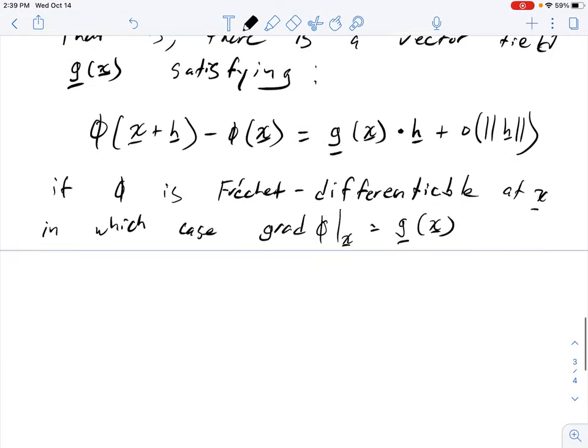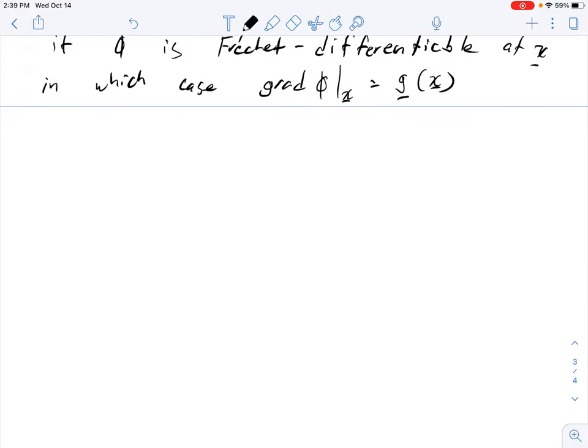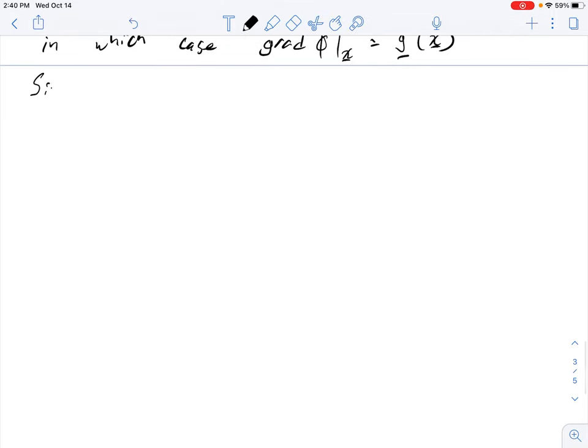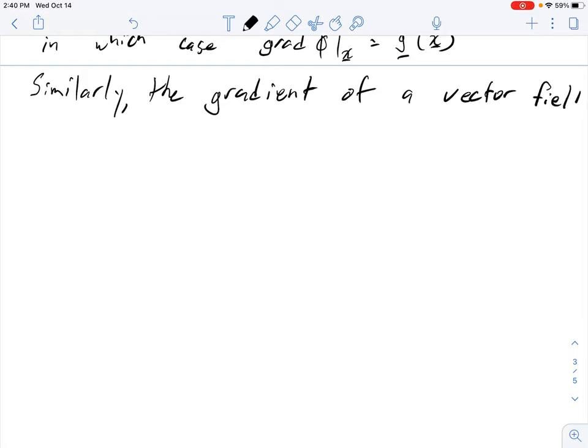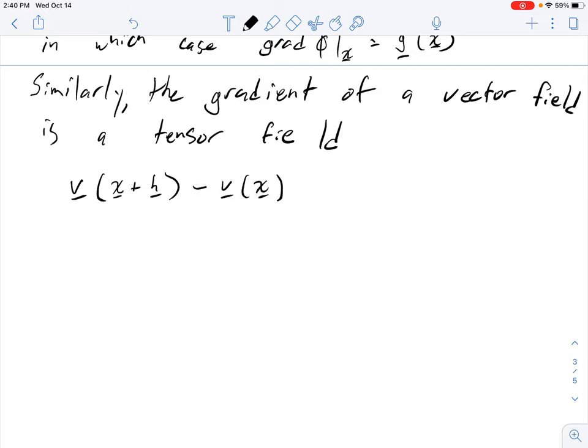All right. So we can also have the gradient of a vector field, which will be a tensor field. So we have v of x plus h minus v of x is equal to some tensor G of x plus things that vanish faster than h. So in that case, the gradient of v is that tensor field G.